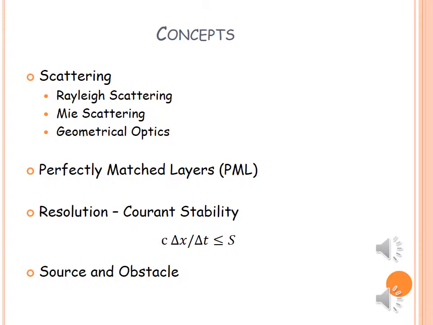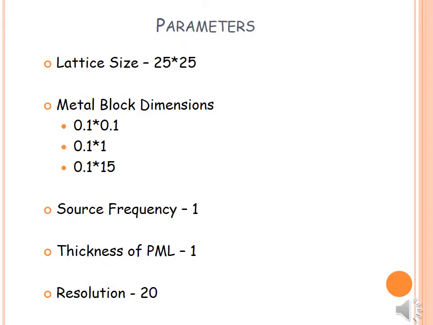Next, for resolution, the Courant stability parameter comes into the picture. In FDTD, the space and time steps are linked by the given equation. For the source, we have used a point and continuous wave source, and the obstacle is a vertical line of metal. This is the list of parameters we have used for the simulation exercise. All the dimensions are in program units. Also, it should be noted that for the various simulations only the size of the metal block was changed.